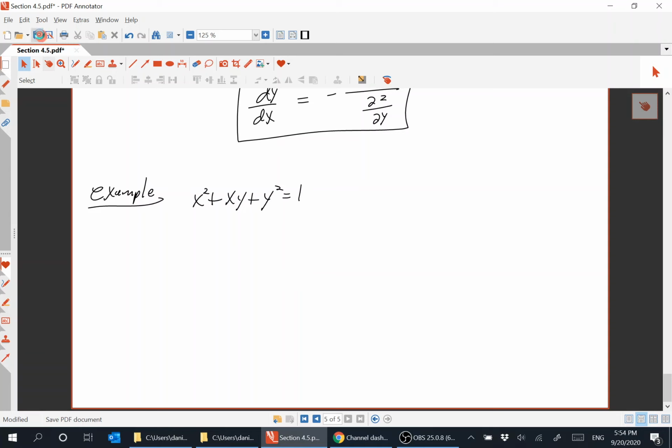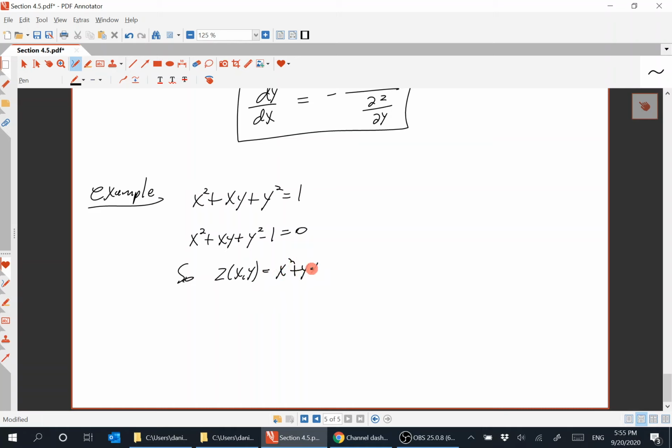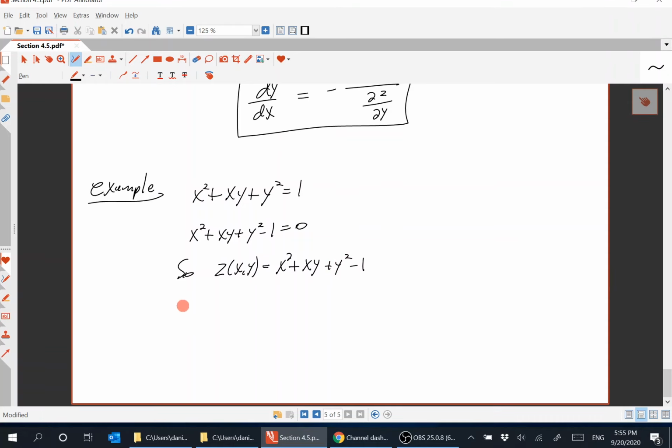You can set it equal to 0. Actually, you could set it equal to any constant because the derivative of any constant is 0. But we'll follow the technique we said: minus 1 is equal to 0. So z(x, y) is equal to x squared plus xy plus y squared minus 1 equals 0.